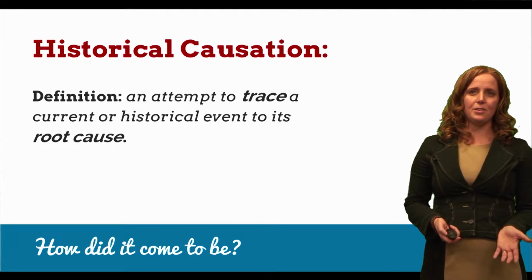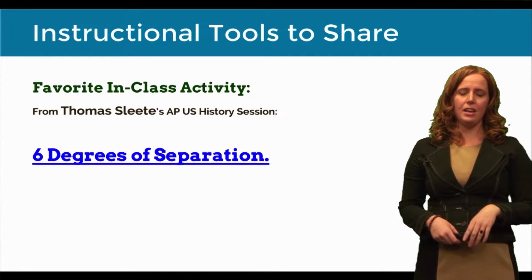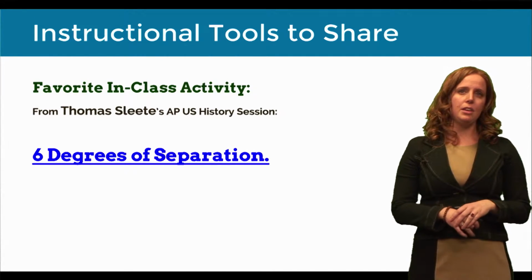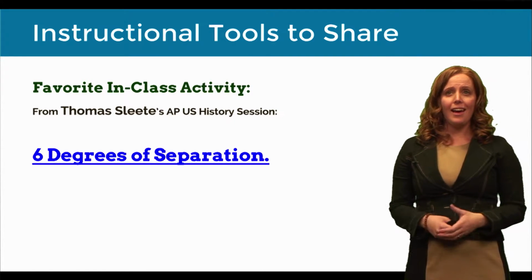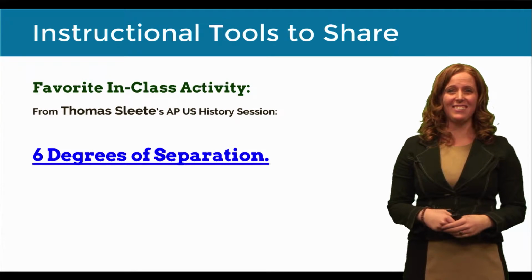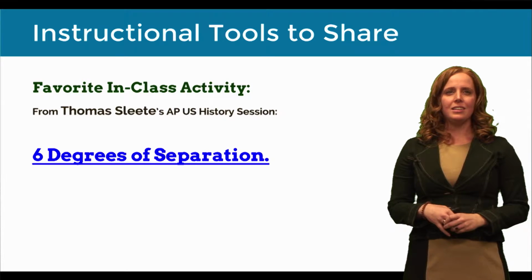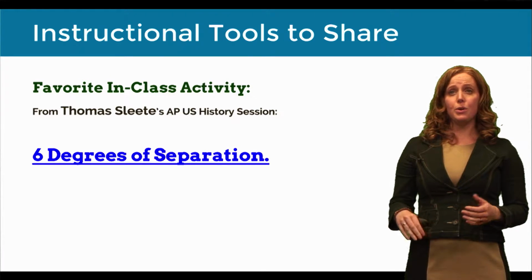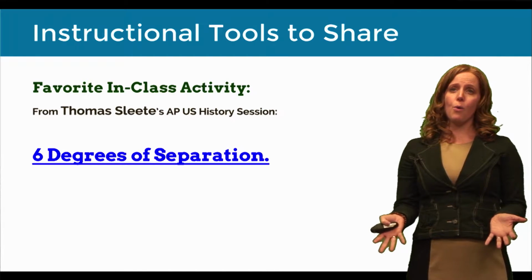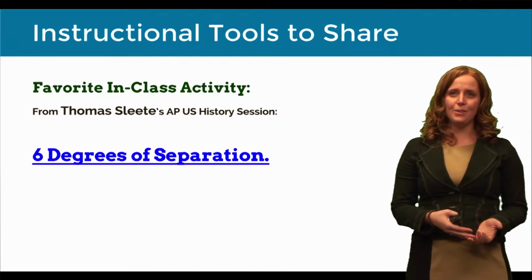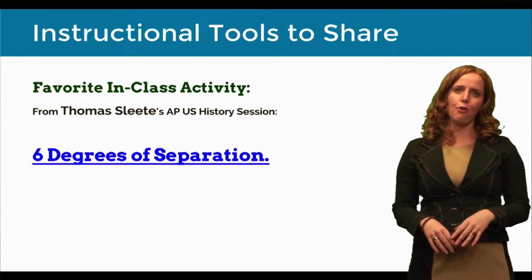For historical causation, my absolute favorite in-class activity came from Thomas Sleet's AP US History session, and he is fabulous. His information is in here as well a little bit later. This activity is six degrees of separation, and you can do it totally on a whim in class with absolutely no preparation, or you can put extensive preparation into it and have pre-made handouts ready to go.